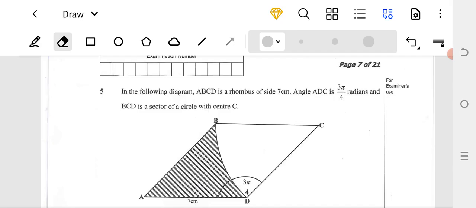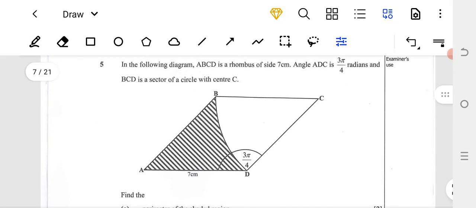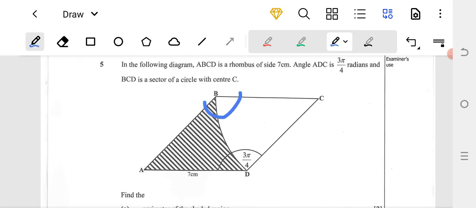Now, in a rhombus, the properties are that the opposite angles are equal. As you can see, this angle is opposite to this angle, and this angle is opposite to that angle. So even here, it's going to give you 3 pi over 4.